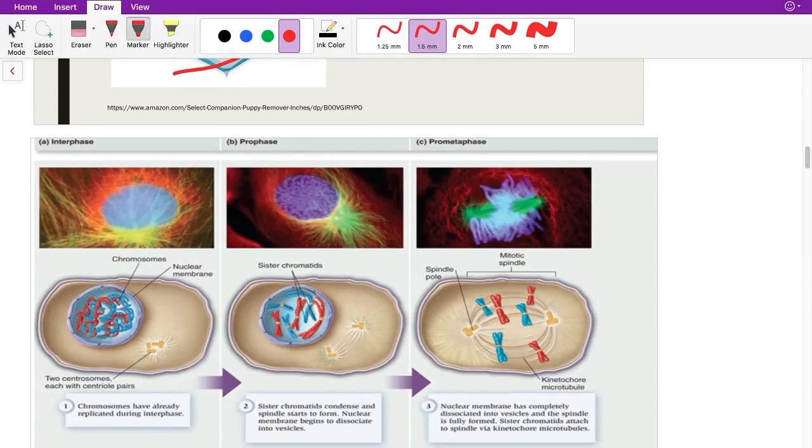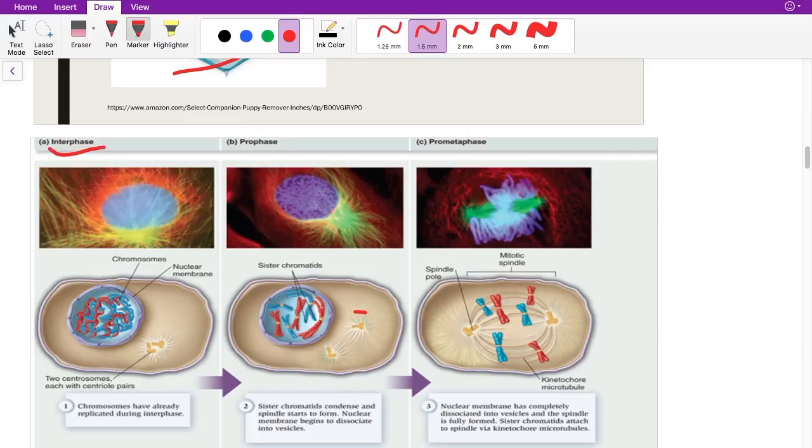However, before any of those phases, there's interphase. During interphase, the DNA replicates itself so there is now double the amount of DNA in the nucleus than there was before. In prophase, the chromatin begins to condense to distinct chromosomes.